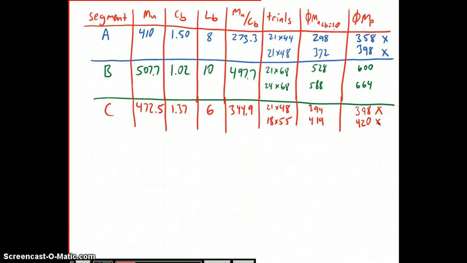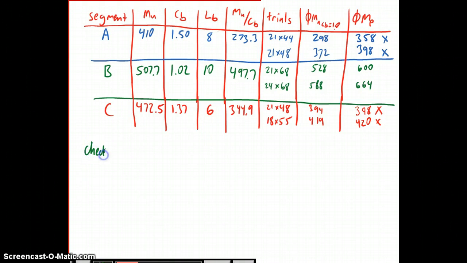So moving forward, we want to choose our lightest trial shape that passes our initial test, and then check to see if that shape works for all three segments. So the two shapes we have left that are feasible are the W21 by 68 and the W24 by 68. They're both the same weight, but we're going to go with the W21 by 68 because it's shorter. So now we need to check to see if that will work.